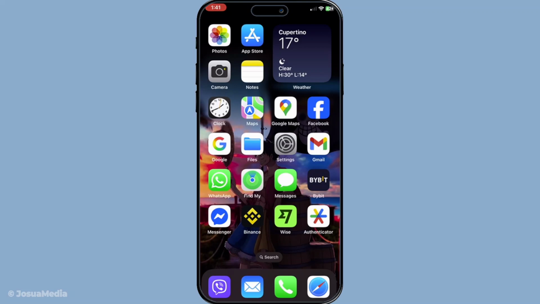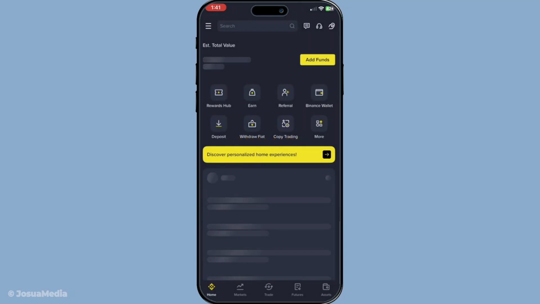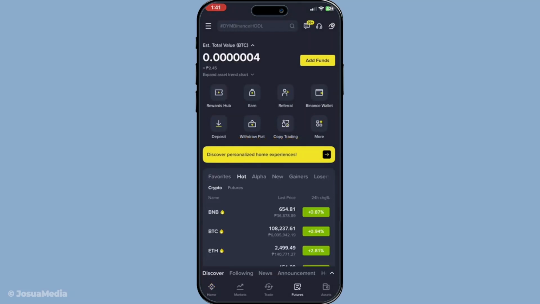So, let's get started. First, you'll need to open your Binance app. Make sure you're logged into your account and navigate to the futures section. This is the area where you can trade futures contracts on Bitcoin and other cryptocurrencies.